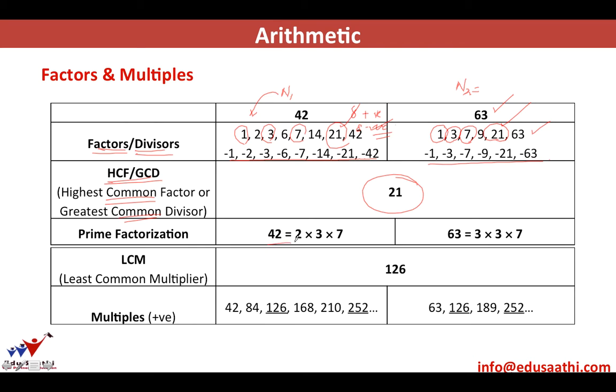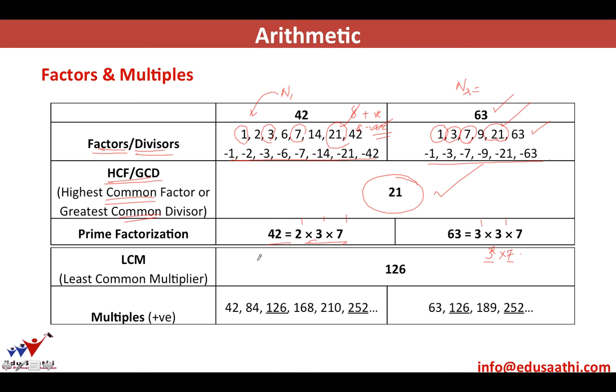Now the prime factorization: 42 is 2 raised to power 1, 3 raised to power 1, 7 raised to power 1, and 63 can be written as 3 squared into 7. So I look at the common things that I have. 7 is common and 3 is common. So I'll get an HCF of 21.